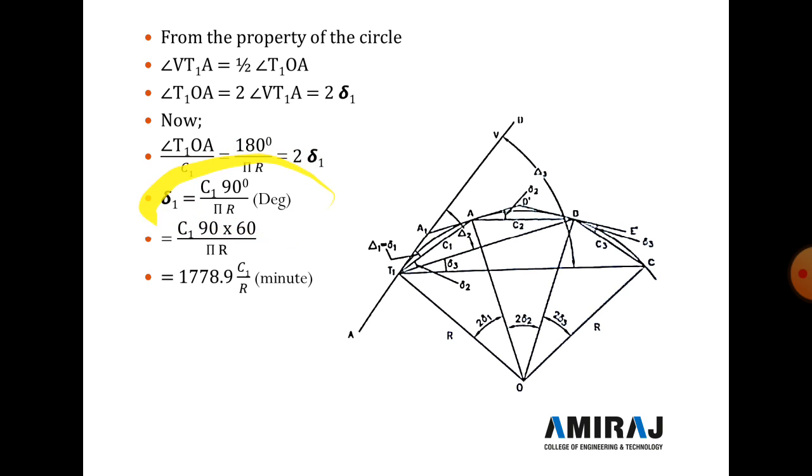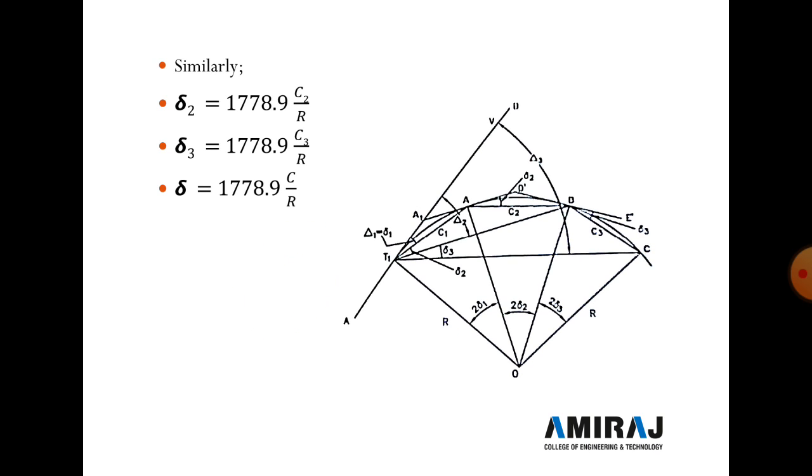This answer we got in the form of degrees. Now it is converted into minutes. 1 degree is equal to 60 minutes, so we multiply by 60: C1 times 90 degrees times 60 divided by pi r. So we got the answer 1718.9 C1 divided by r as the angle delta 1 in minutes. Similarly we find the angles delta 2 and delta 3. In all these angles, only the values of C1, C2, C3 change and the other values are the same. Clear?